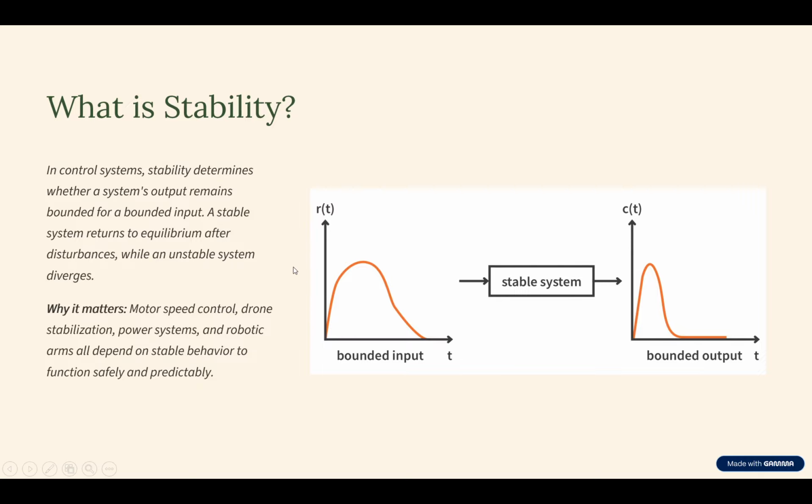And why it matters, as here we can see the example of motor speed control that I have given, and this is the bounded input I was talking about. Here we can see the input is bounded and it is not tending to infinity at any point. Similarly, the output is also bounded and it is not tending to infinity. So this system can be said to be stable. Let's move to the next slide.